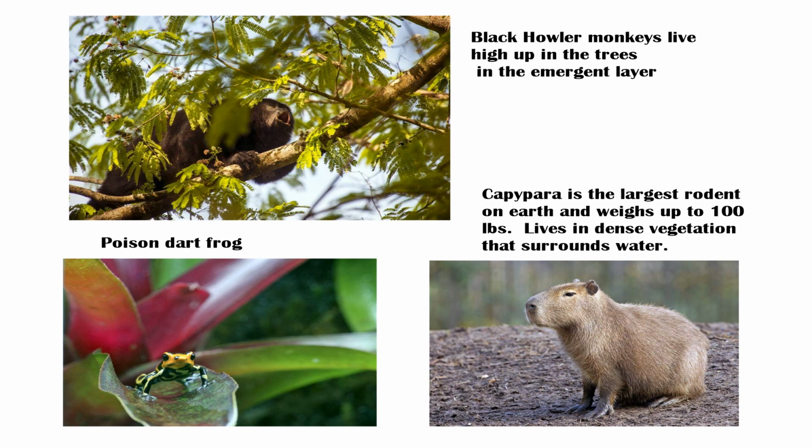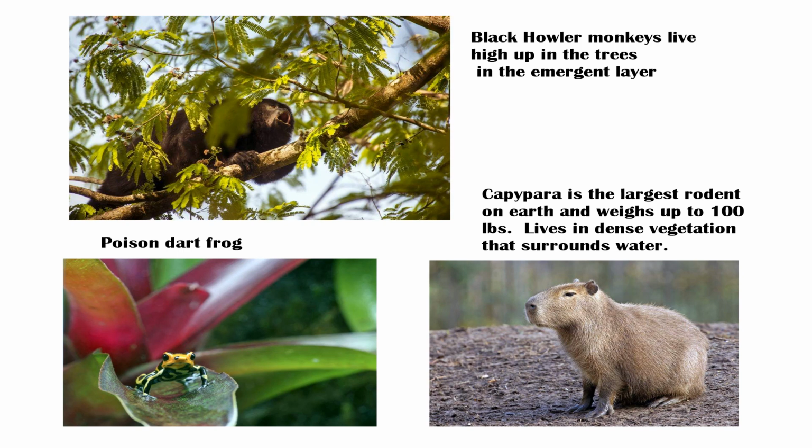The second animal is called the capybara. Oops, looks like I spelled it incorrectly. It's spelled C-A-P-Y-B-A-R-A. They're a large rodent. They are pretty heavy. They weigh up to 100 pounds. They're as big as a dog, and they live on the ground forest floor.